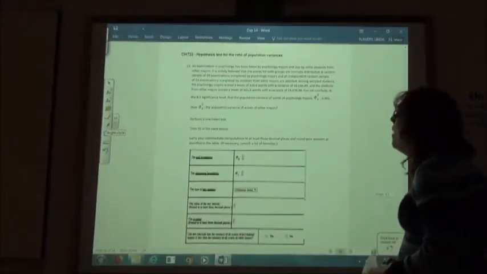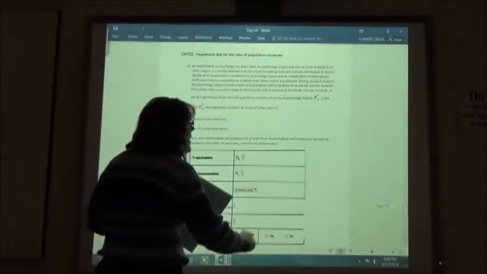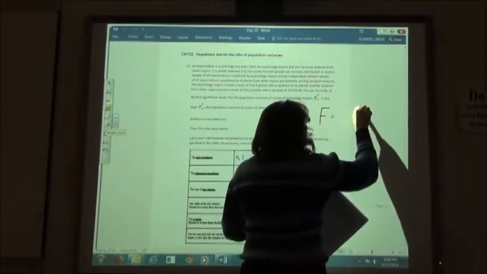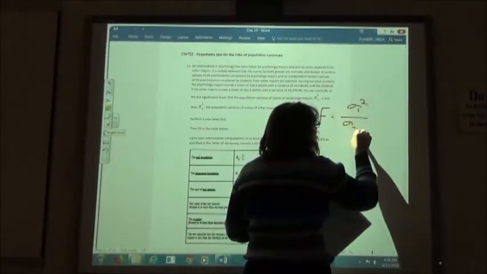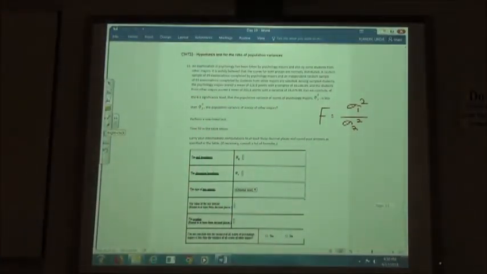Number 13, now we're doing the population variances. That's the one where we calculated the F statistic and we used the variance squared of 1 over the variance squared of 2 at the very end of homework 18.